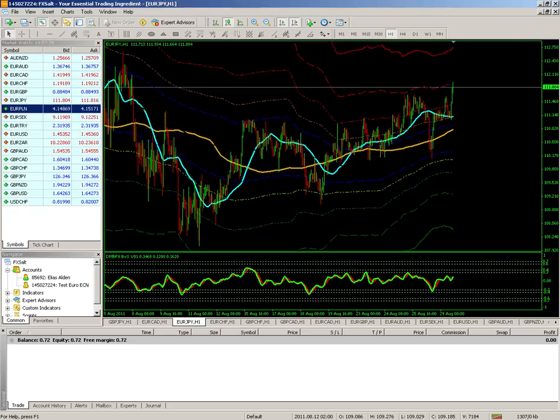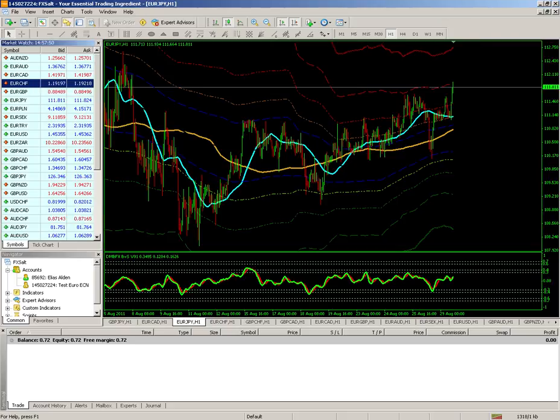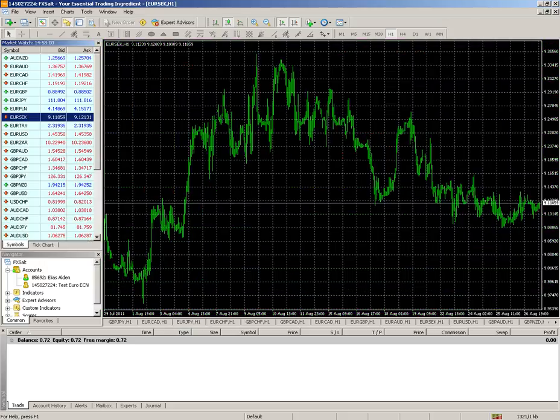Now, if we start by looking a bit at the platform, to your left you'll see a market watch where you have all the major currency pairs. To show more pairs, you right click and click show all, and pretty much all the pairs will appear. If you want to see detailed information about a pair, you right click on that specific pair and click on chart window and the chart will appear.